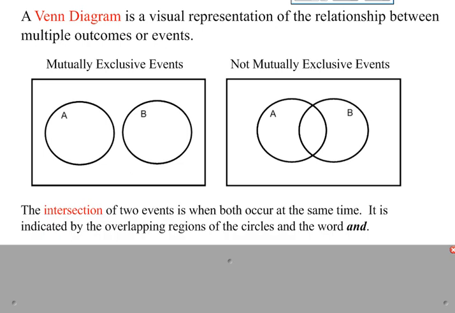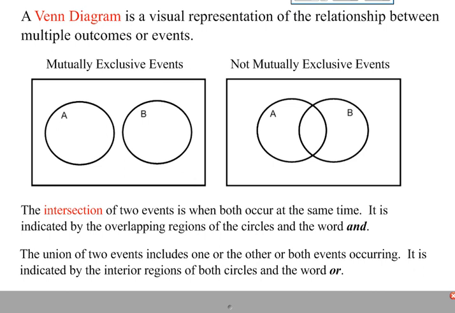The intersection of two events is when both occur at the same time. It is indicated by the overlapping regions of the circles and the word "and." So in our two Venn diagrams, the Venn diagram on the right, not mutually exclusive events, has an intersection of events A and B right there, the overlapping of the two circles. And we would describe this section of the Venn diagram as saying A and B because they're both happening at the same time.